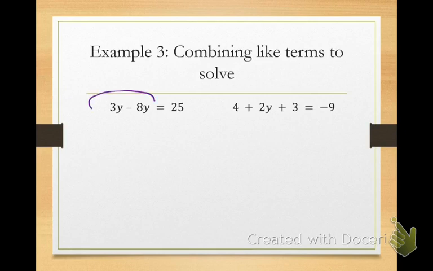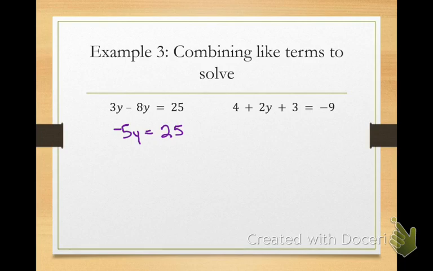So here we go. 3y minus 8y. Are those like terms? Yes, absolutely. So I can combine them. What's 3y minus 8y? Negative 5y. Yes, negative 5y equals 25. And now you can solve. So you must combine like terms before you can solve the equation. You go ahead and do the next step.